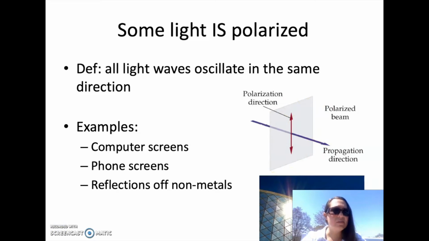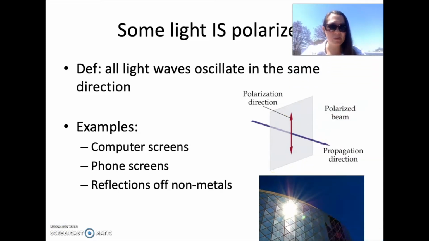But some light that you experience is polarized. So polarized light is light in which all of the waves oscillate with their electric field in the same direction. So let's say I had horizontally polarized light. That would mean that all of the electric fields were oscillating right and left, and there weren't any oscillating up and down.